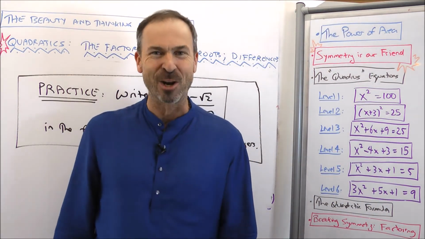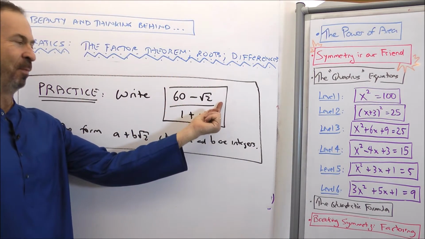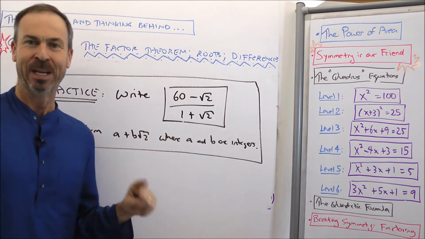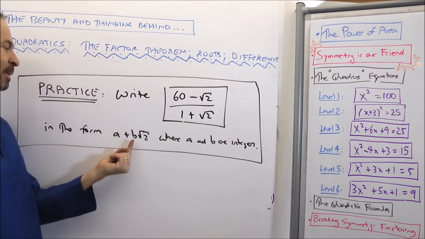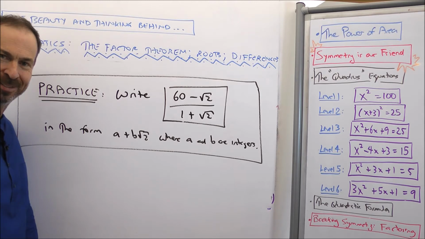All right, the final problem for today. Please write 6 minus the square root of 2 divided by 1 plus the square root of 2 in the form a plus b root 2 where a and b happen to be whole numbers. Can you do it?